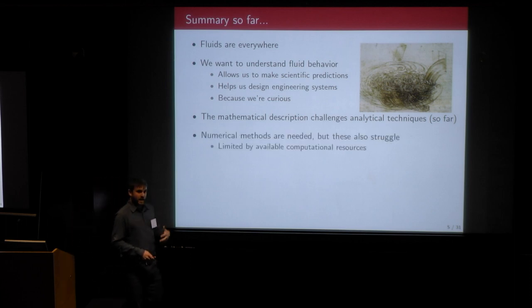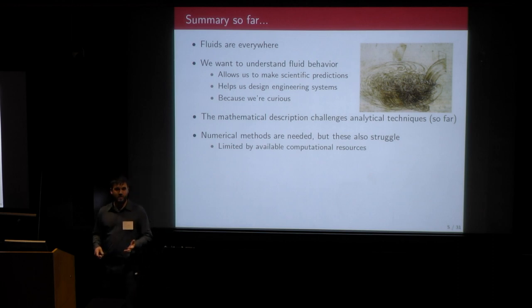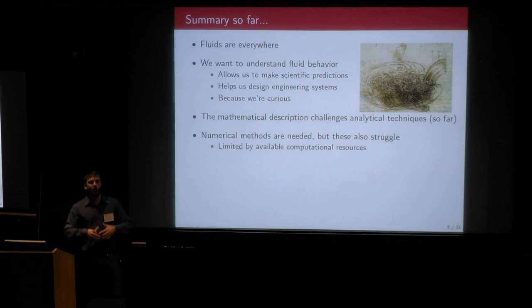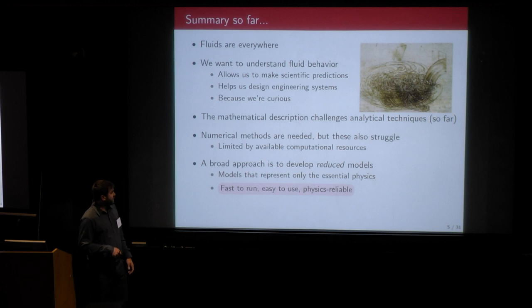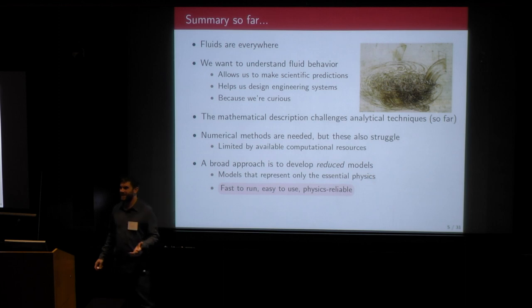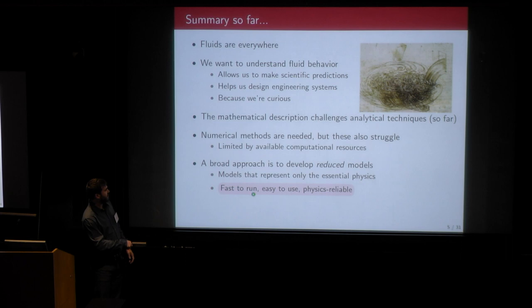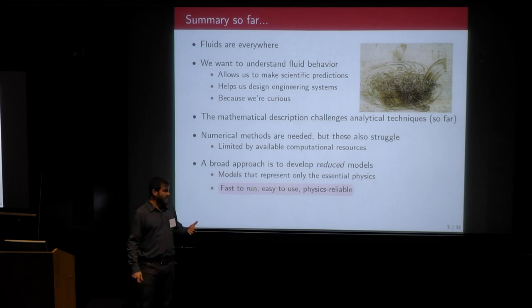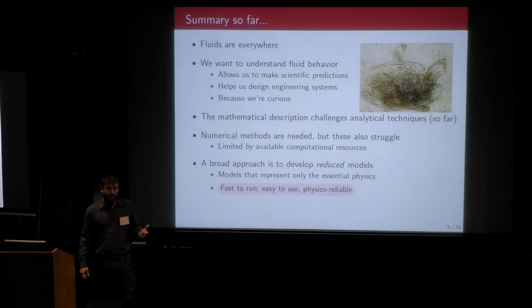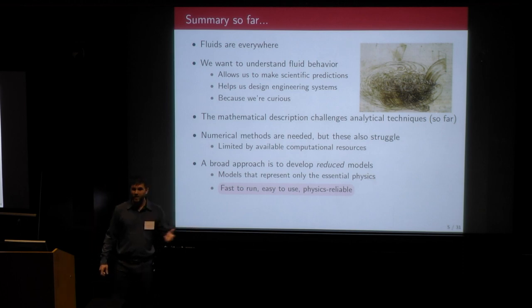Numerical methods, which is where I spend most of my time, also struggle, and this is essentially due to the limited computational resources that we have available to resolve all the scales involved in such motion. A broad approach would be to develop some kind of reduced models. These would be models that represent only the essential physics, and ideally should be fast to run, easy to use, and physics reliable. I'm sure everyone can come up with fast to run and easy to use models right here, but the physics reliable part's really hard, right?